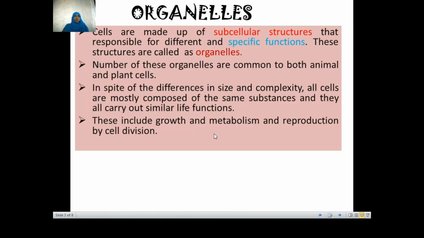Liver. So now, what exactly is an organelle? Just like organs that are present in the body, organelles are present in cells. They are subcellular structures, very small structures which are present inside the cell. They are of different types.